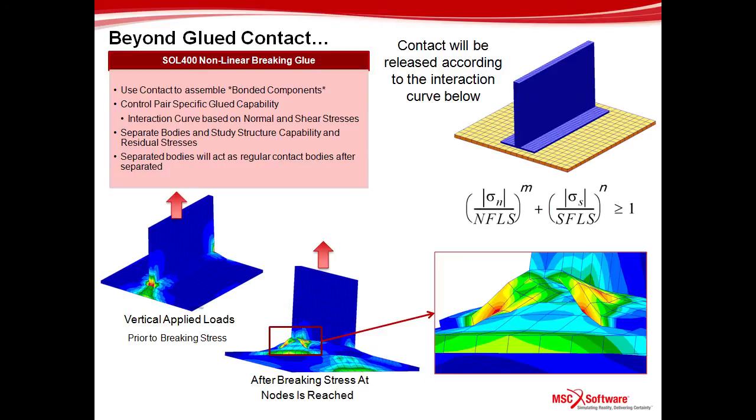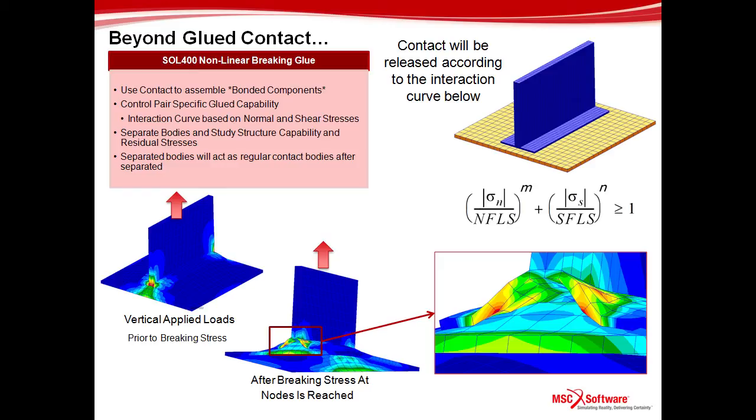Beyond glue contact, just a little word here: if you use our nonlinear implicit solution 400, you can turn on the ability to break the glued contact. This is very useful in terms of establishing the load path after parts separate.